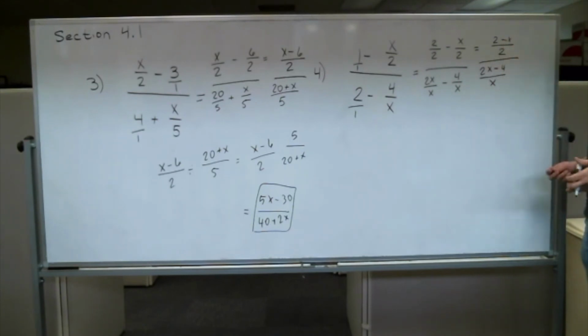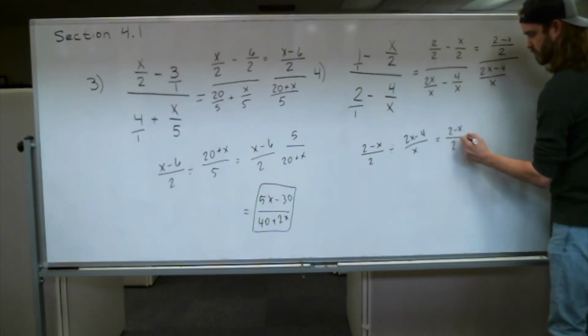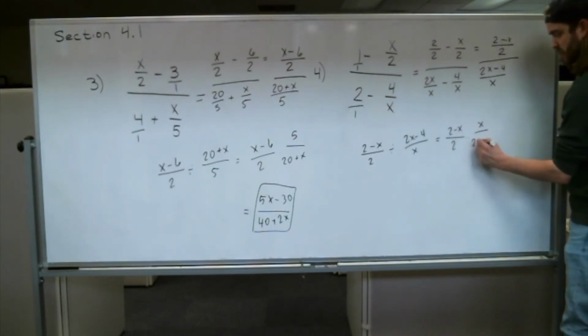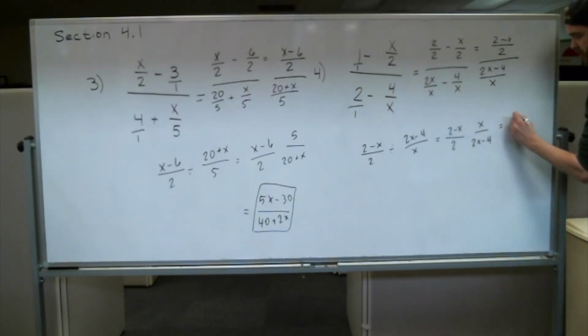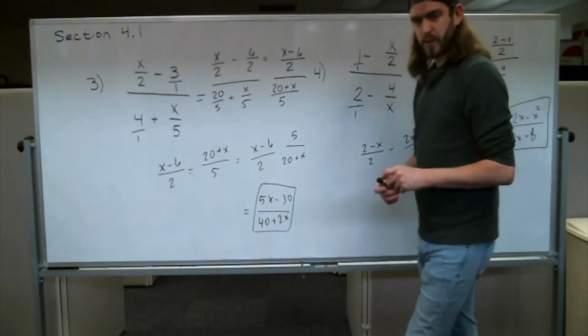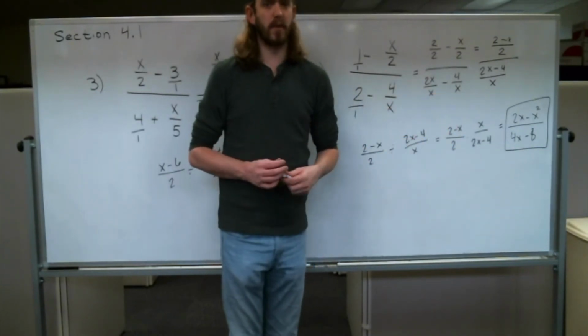Now we have a fraction divided by a fraction, and we're going to do the same thing that we did before. So we keep change flip. That's going to give us 2 minus x over 2 times x over 2x minus 4. So now we just multiply straight across. So this is going to give us 2x minus x squared over 4x minus 8. Now, this is where we're going to stop with this problem, but if you kept on going, there are some ways that you could factor out and simplify this one a little bit more. We're not going to cover that in this section, though.